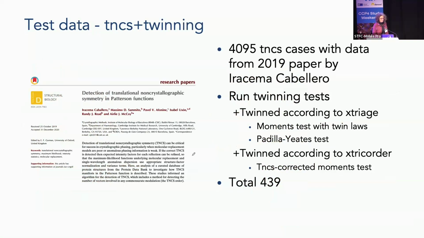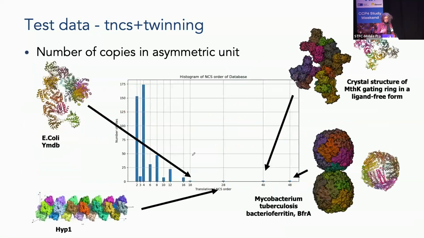So I'm going to generate some of these problems or find some of these problems in the PDB. These are using TNCS data that was found in a study by Airlie McCoy, who was interested in looking at the TNCS distribution within the PDB. We had 439 test data sets, and this just gives you an idea of the number of copies. Okay, it's going to be fast.